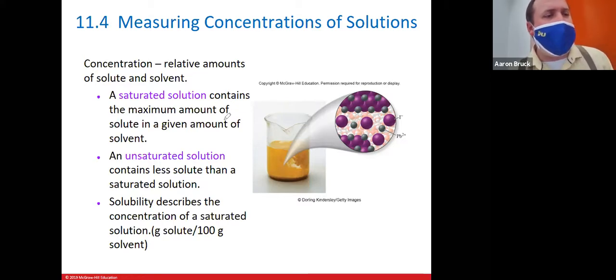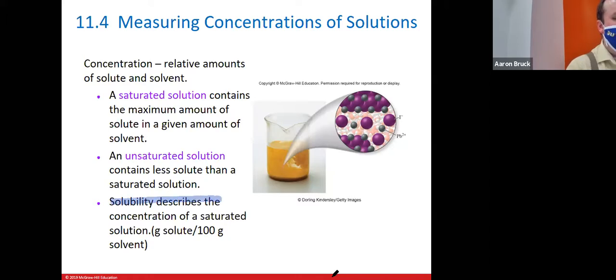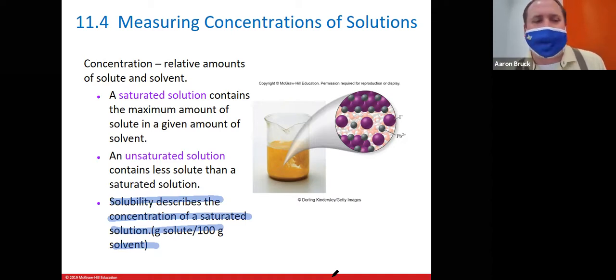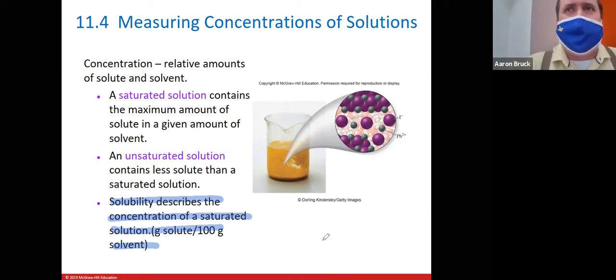We can describe the solubility of a substance based upon what that concentration is at that time, and we usually measure it in grams per 100. So if I have 100 grams of tea, how many grams of sugar fit into that tea? That would be my saturation limit. That would be my solubility.